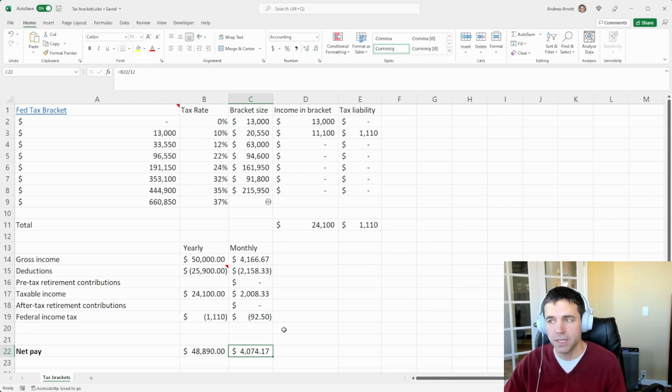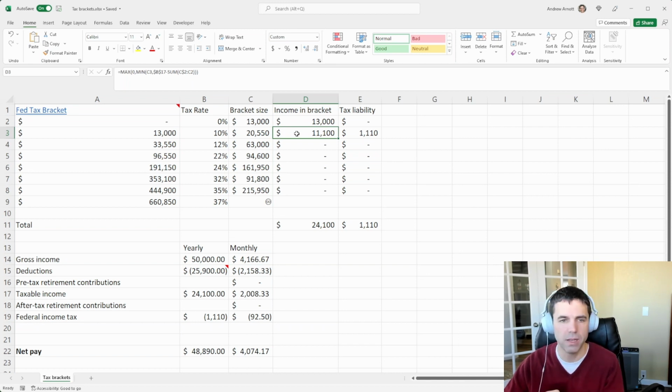But let's take a look again. What if you earned $1 more? That dollar would be taxed at the 10% rate because the marginal dollar would go into this bucket. So your marginal tax rate is 10%. What is your average tax rate?